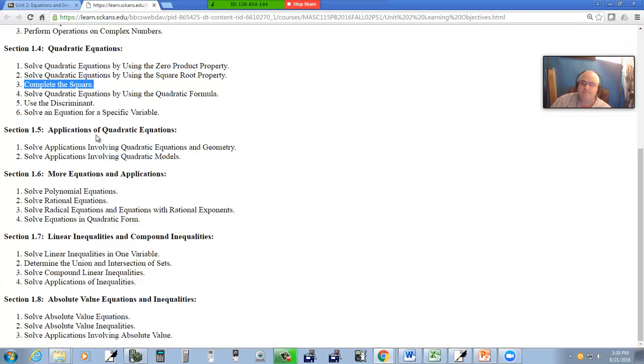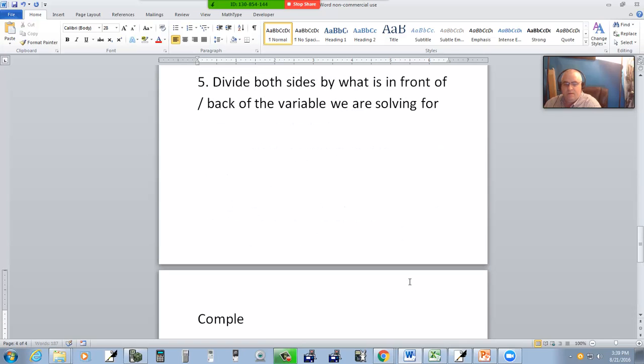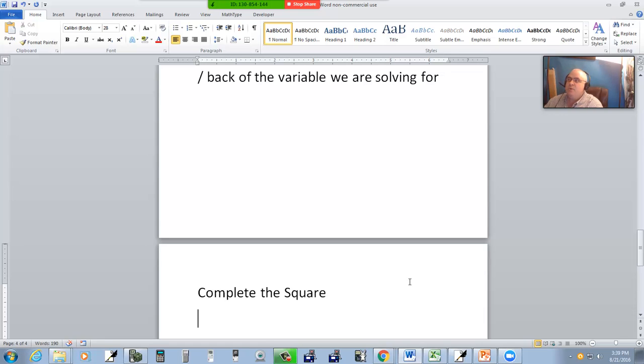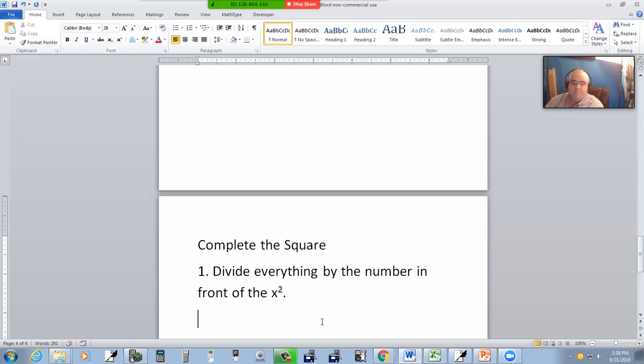Completing a square. Now for completing a square, our first step is to divide everything, all the terms, by the number in front of the x squared. I'm writing in terms of x's, but you can have any variable.